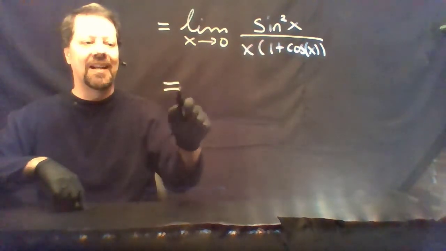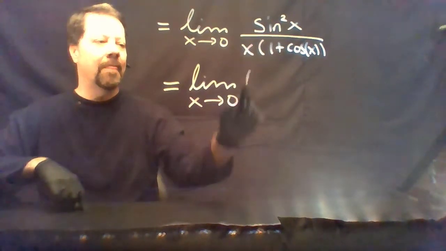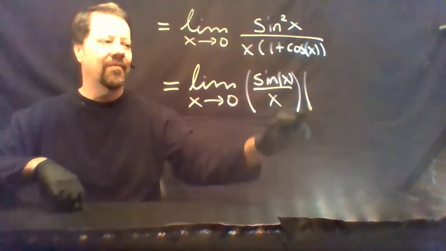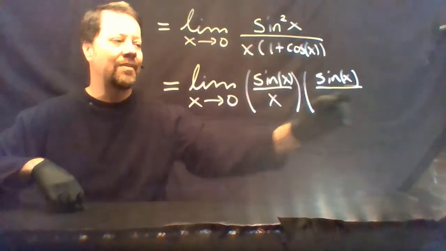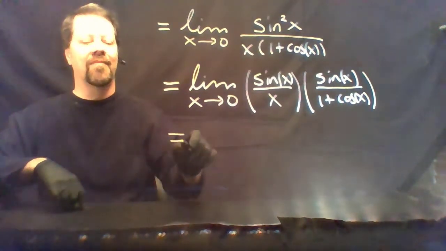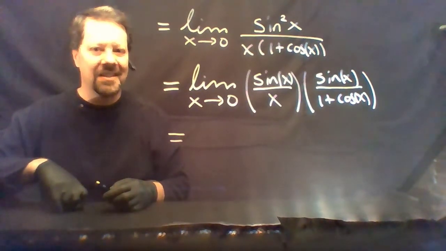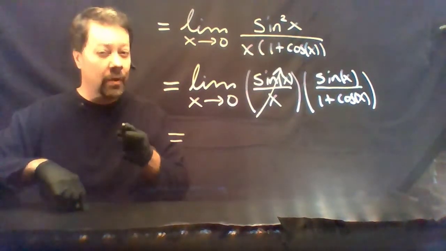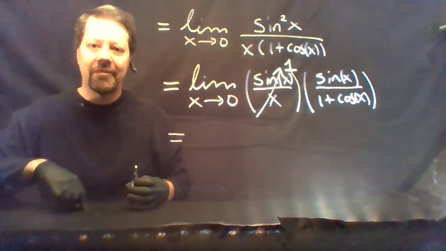Now I'm going to separate out what remains in little pieces. One piece is going to be sine x over x. The rest will be sine x over 1 plus cosine x. Remember, you can take the limits of these factors separately provided both limits exist. The limit of this first factor we just spent a long time proving. We worked very hard to get this result, and you need to remember it, has a limit of 1.